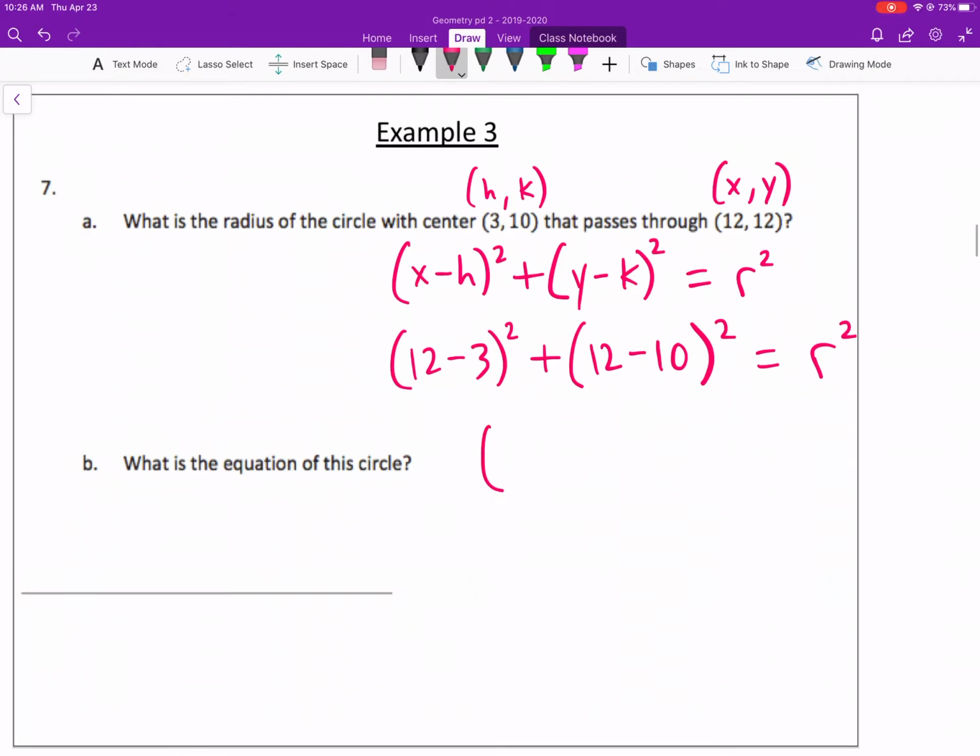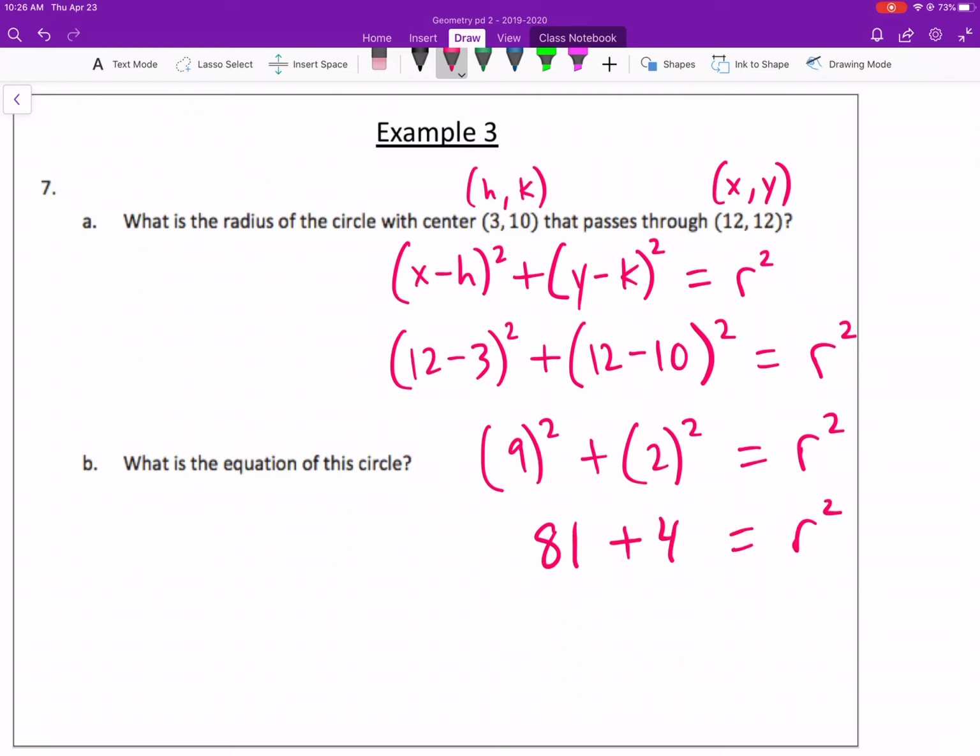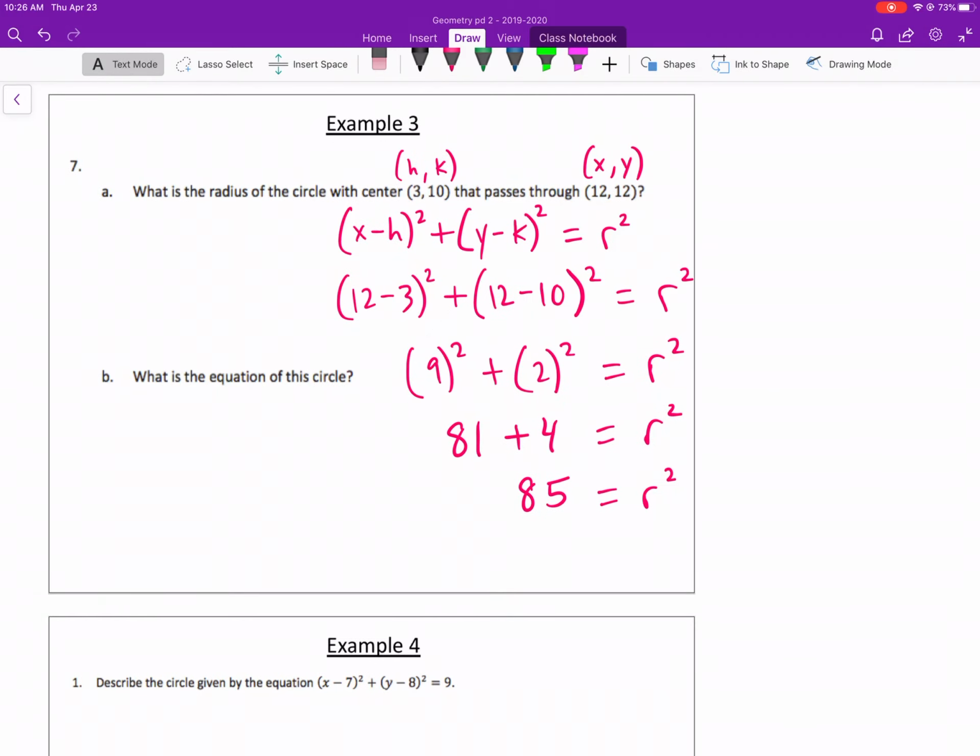So this would be 9 squared plus 2 squared is equal to the radius squared. 81 plus 4 is equal to the radius squared. So the radius squared is equal to 85. Square root both sides, and we get that the radius is equal to, if it's not a perfect square like 81 or 64, you can just leave it as radical 85. But don't say that the radius is 85. It is not. The radius is radical 85, with the square root at the end.